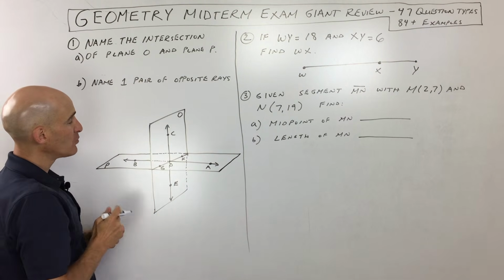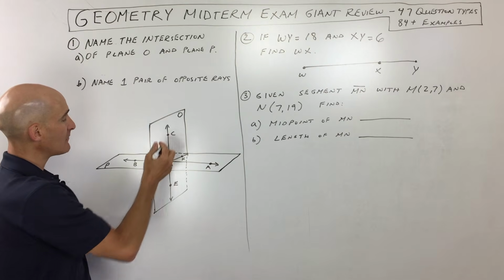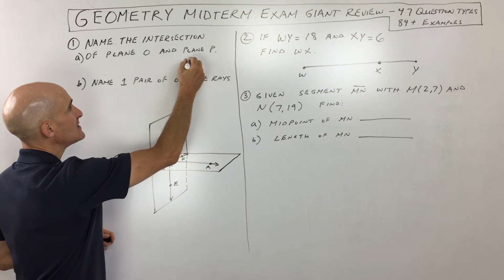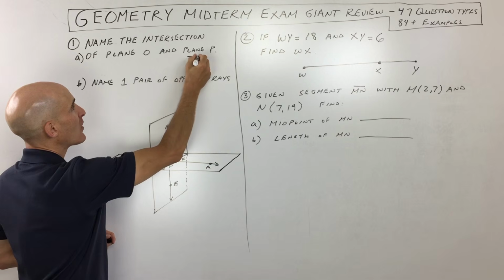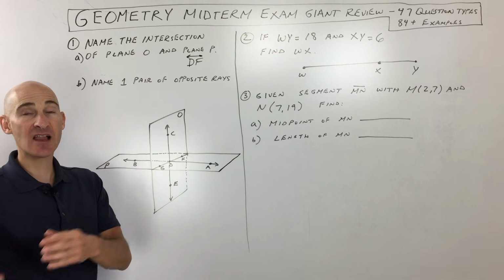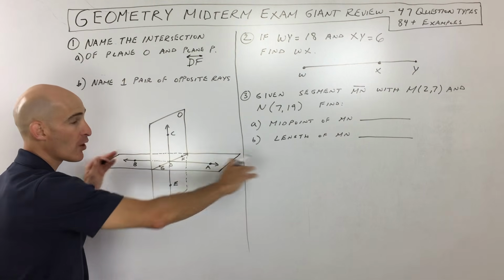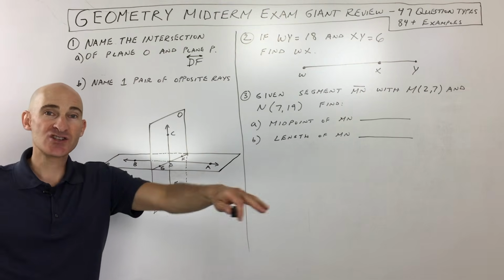But basically when you have two planes that intersect, they're going to cross at a line. So I'm just going to call this line DF, and you want to put that line symbol above it to indicate that it's a line and not a segment, because remember, planes keep going in two dimensions like that.